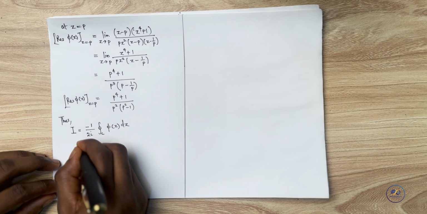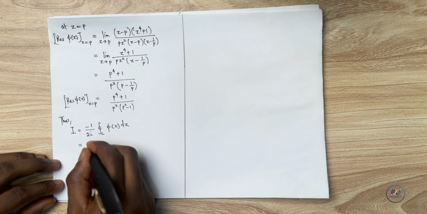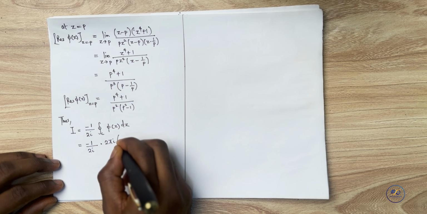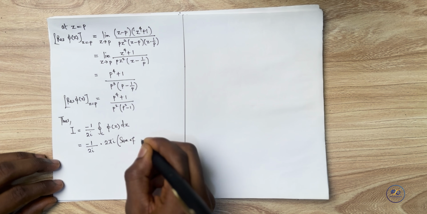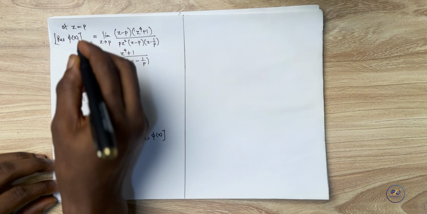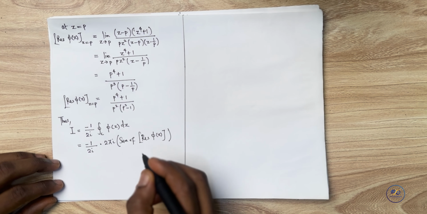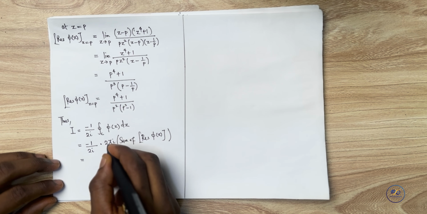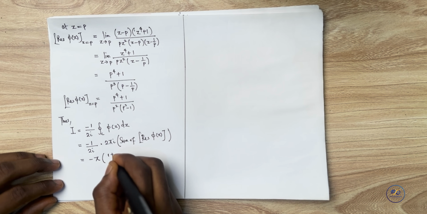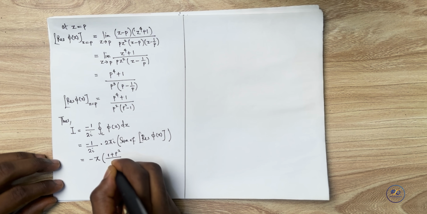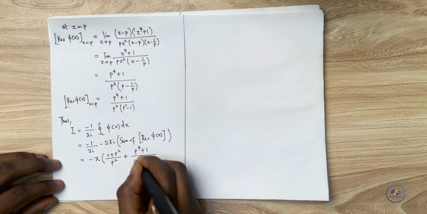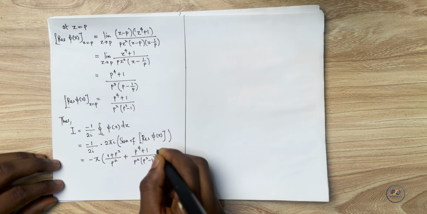And do not forget that by the Cauchy residue theorem, this will simply be minus 1 over 2i multiplied by 2 pi i into the sum of residues. And when we take the sum of residues, it means at both regions which are valid, which is at z equal to 0 as well as at z equal to p. The 2i can cancel out, so we have minus pi into the two values, which is 1 plus p squared divided by p squared, plus p raised to the power 4 plus 1 divided by p squared minus 1. This is what we have.